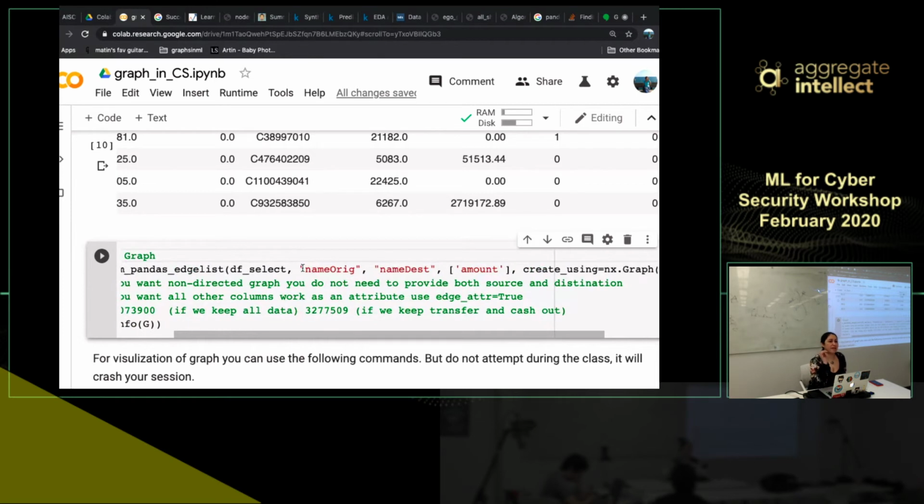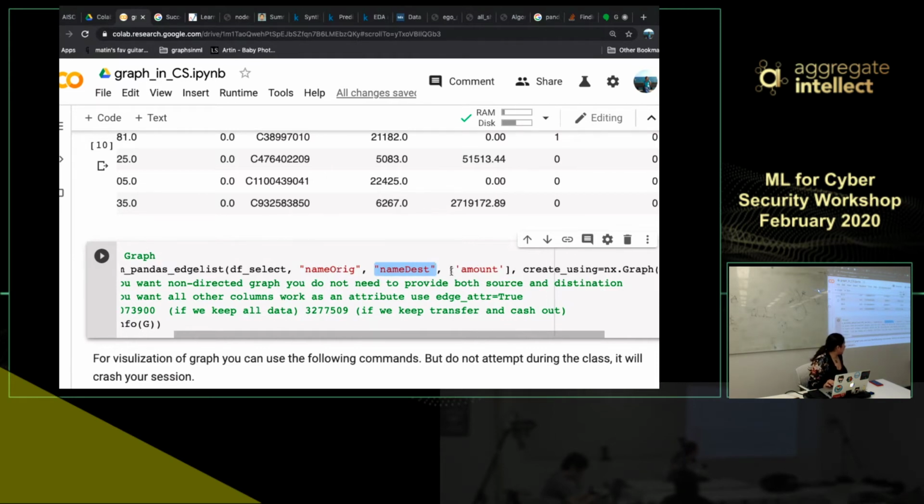If your graph is directed, you have to say the starting node and destination node, right? So the first input, nameOrig, would be your outbound node, the source node. The nameDest would be your destination node. And if it's not directed, you have to define only one column. You can define only one column as your node, so you don't need the second column.